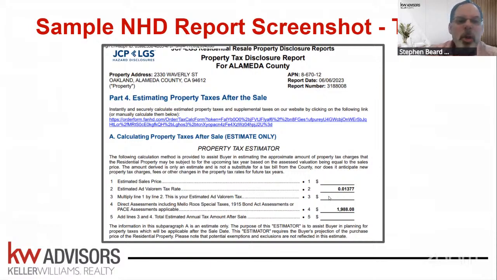Line 2, estimated ad valorem tax rate, 0.01377. So this is not expressed as a percentage, right? 0.01377 as a decimal is 1.377%. It's more, right? You don't see 1.1 anymore, or rarely. It's almost always more, okay? All right, and then these direct assessments aren't insignificant. $2,000 a year in direct assessments. That's a flat rate, okay? Everyone with me?